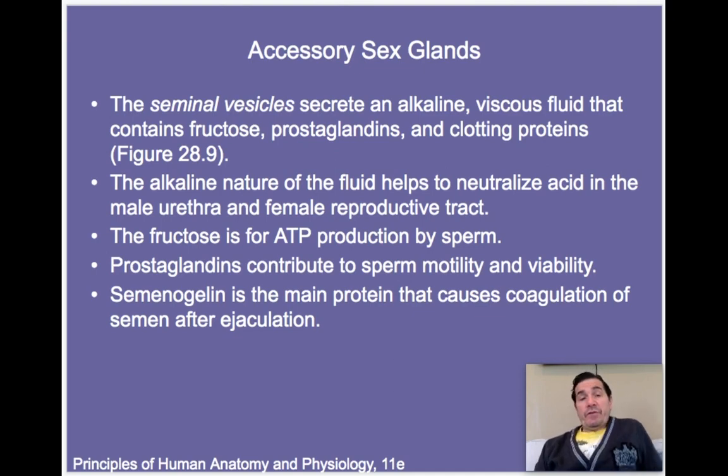Accessory sex structures of males. Well, these are very interesting because we have our glands. The glands are basically the accessory sex structures. One of them is our Cowper's gland, our bulbourethral gland, and our seminal vesicles. So the seminal vesicles, in particular, will actually be more alkaline. They will create fructose, prostaglandins, and some clotting proteins. Do I want you to know all that detail? No. I do want you to know seminal vesicles, and you should have some understanding of it.